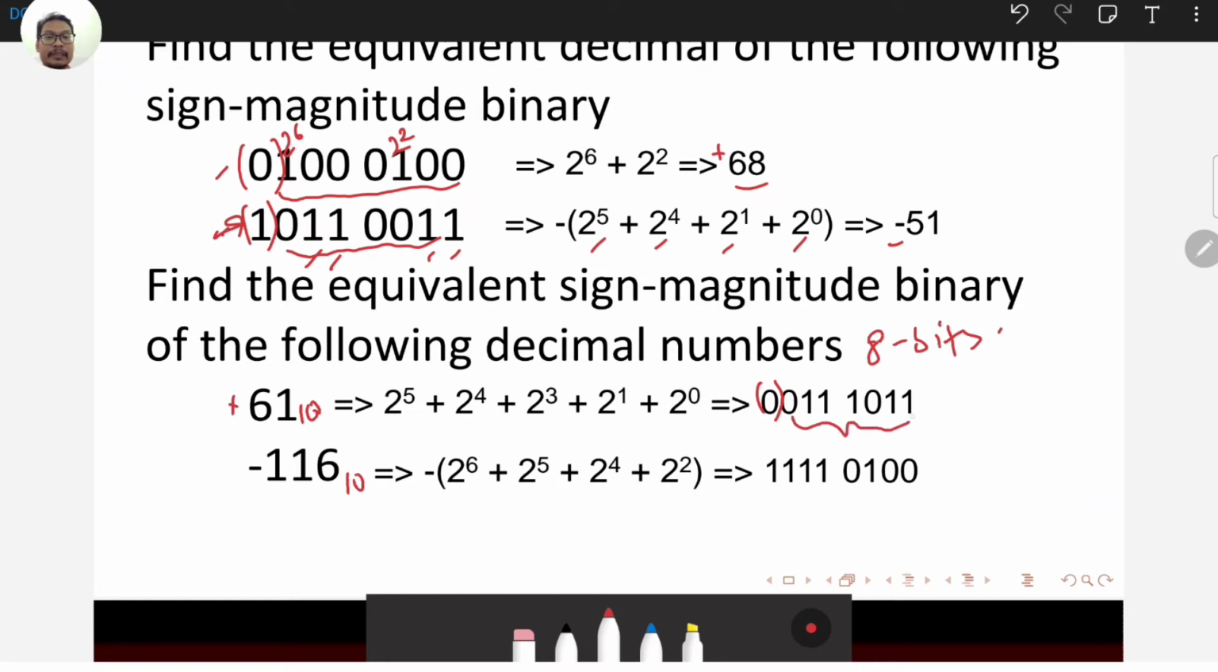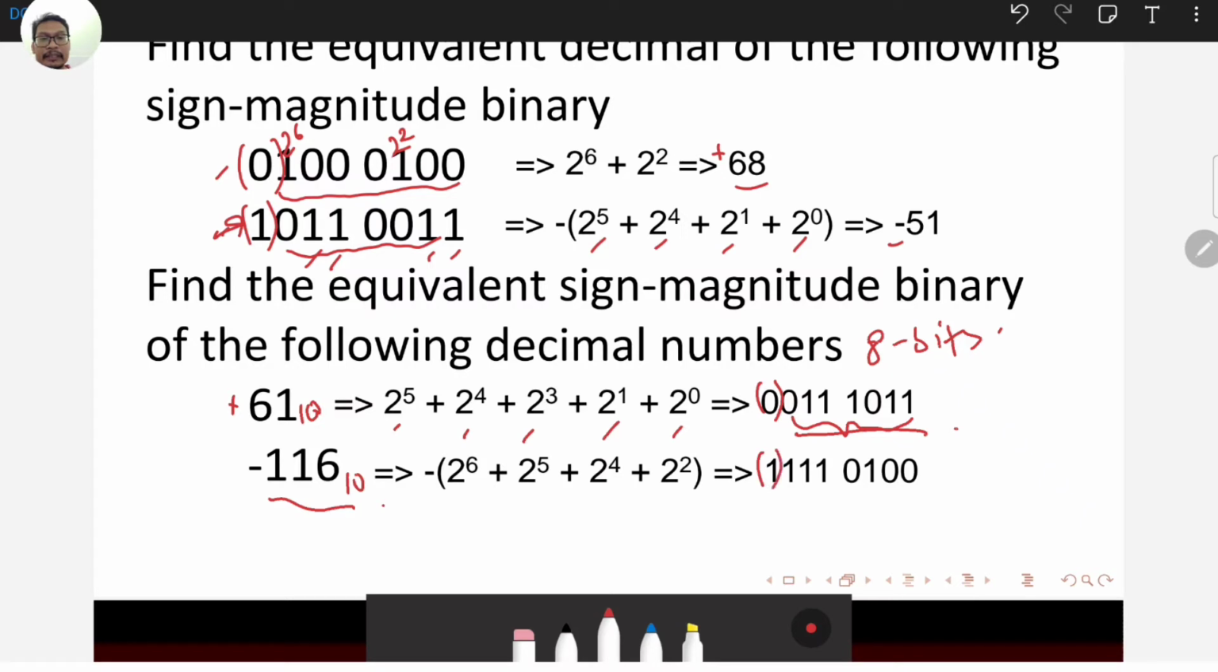And then your remaining bits should sum up to 61, as in this case. So 61 is a combination of 2 to the power 5, 4, 3, 1, and 0, represented by these bits, and this becomes plus 61 base 10. Negative 116. So negative 116 is a negative number.